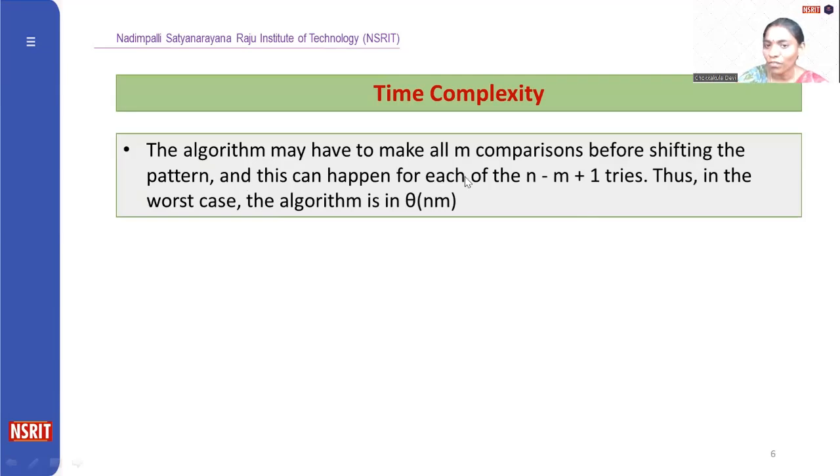This can happen for each of the n minus m plus 1 tries, so we are making these many tries. In the worst case, either we find the pattern matched in the text, or we go up to the end of the text and declare that the pattern is not matched. So the time complexity is the multiple of the text length with the pattern length, that is theta of nm. This is the worst case time complexity of the string matching algorithm.